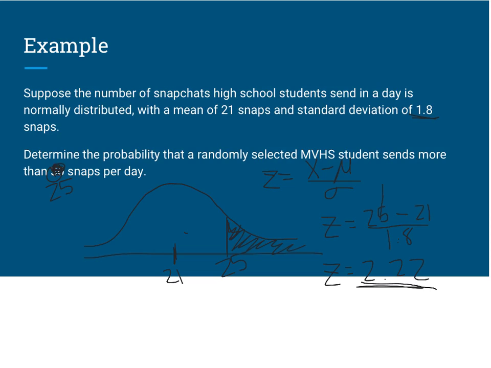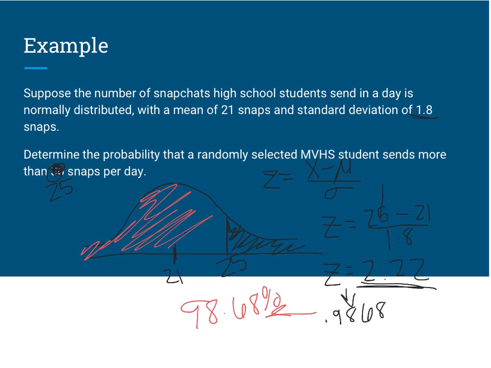And I got 0.9868. So what this is saying is that 98.68% of data is below 25. So that's this one, not the one that is the answer to our question. So all we have to do is take 100 minus 98.68, because remember under the whole curve is 100%, and that'll be our final answer.